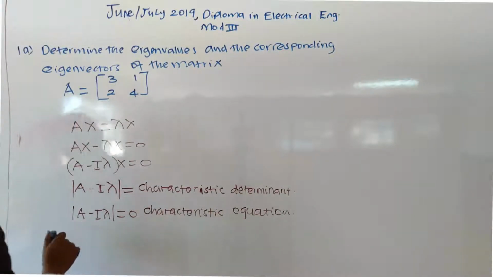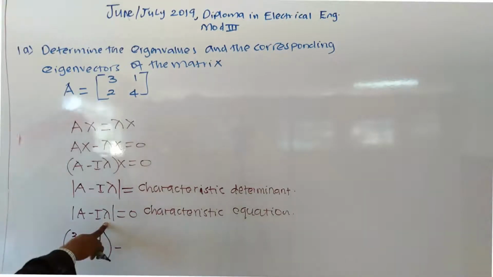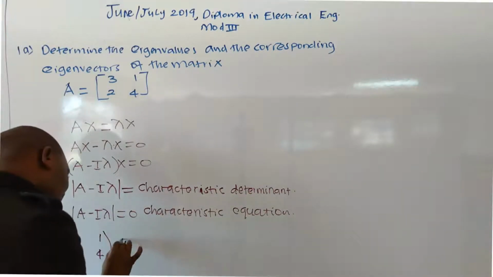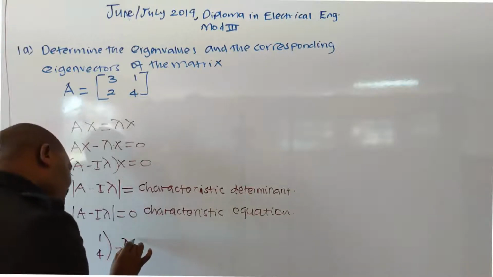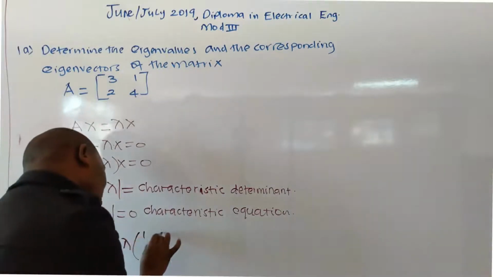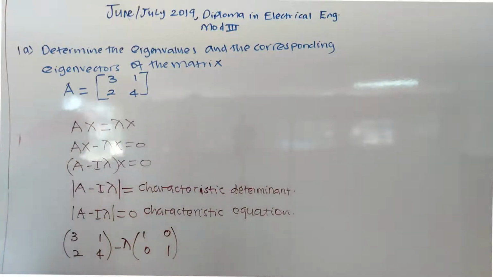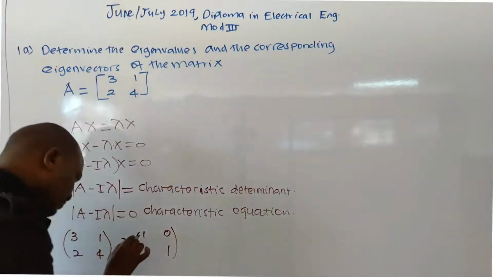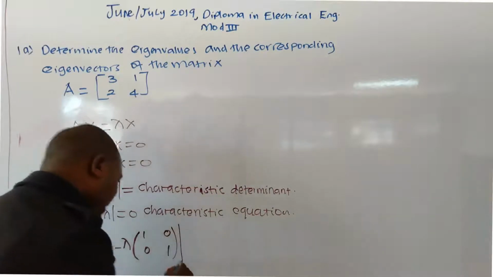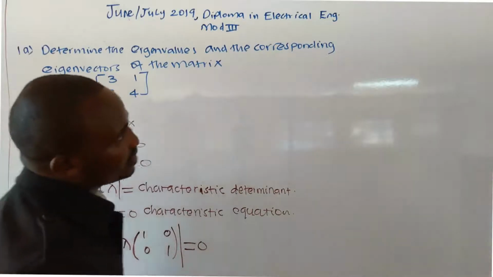We'll have A is 3, 1, 2, 4, minus lambda multiplied by the identity matrix. Because this is a 2 by 2 matrix, we're also going to introduce a 2 by 2 identity matrix. We find the determinant of that, and then we equate it to 0.